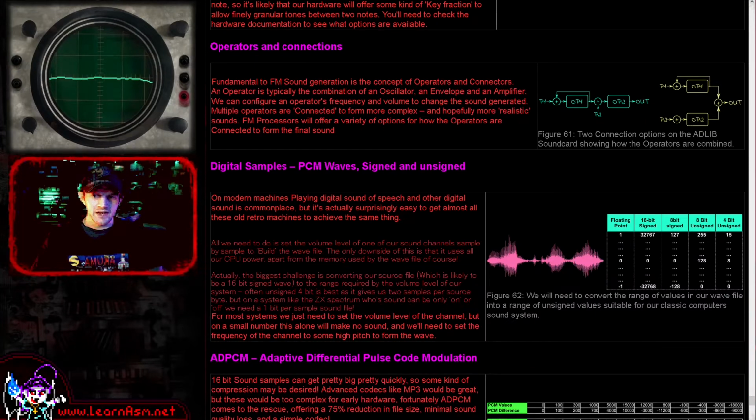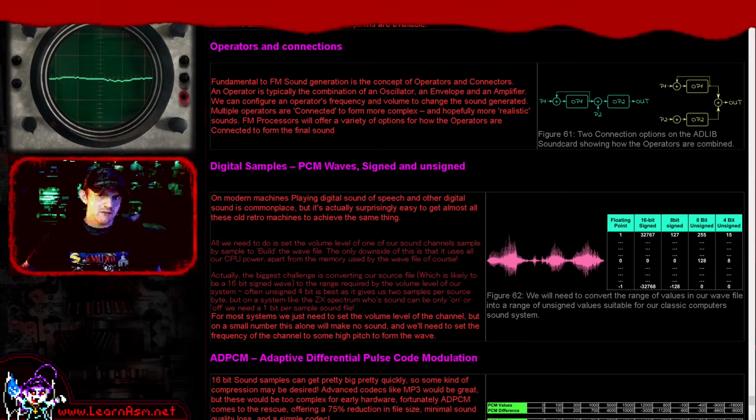Now, the next thing we're going to discuss, and I did cover this on my Z8 tutorials, is the concept of digital wave files. Now, you can see above me we've got a digital wave. It's a very high resolution digital wave, but it is digital. How can we convert these to play them back on early hardware? Well, it's going to entirely depend on our hardware, of course, but there are some things that are generally true.